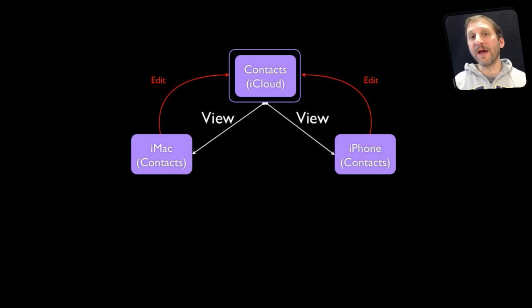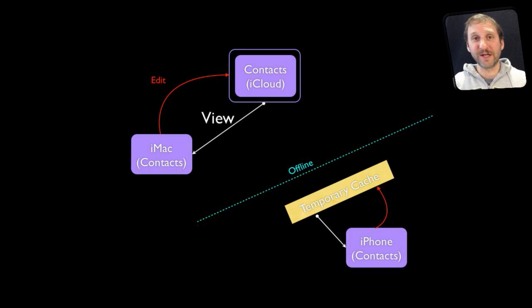Now here's a more accurate picture of what's going on, because of course you're not just viewing them, you're also changing them. You're adding new ones, deleting them, and editing them. So both the Contacts app on the iMac and the iPhone have the ability to send edits back to the server. So you change something in Contacts on your iMac and the edit goes back to the Contacts on iCloud. Next time you view that contact on the iPhone, it will be showing you the latest one from iCloud.